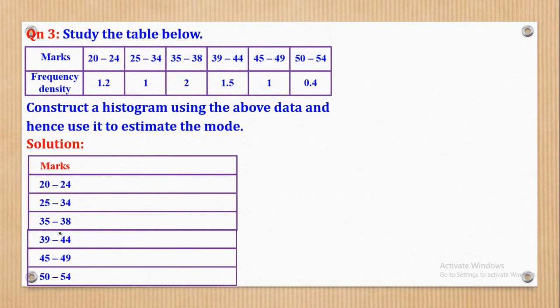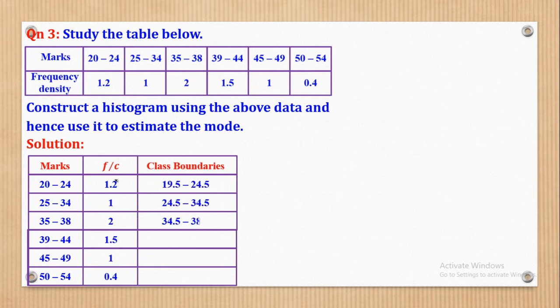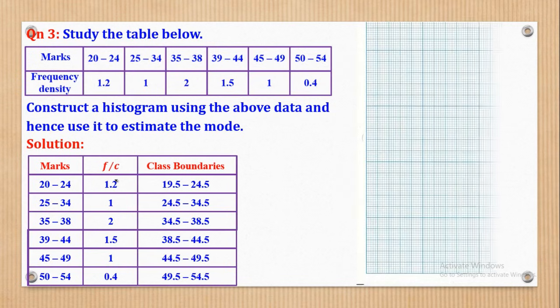So those are the classes. Then this is the frequency density. What about the class boundaries? So class boundaries, we have to get them. We have those ones. I believe by now you know how to get them. Okay, now next is to draw our histogram.